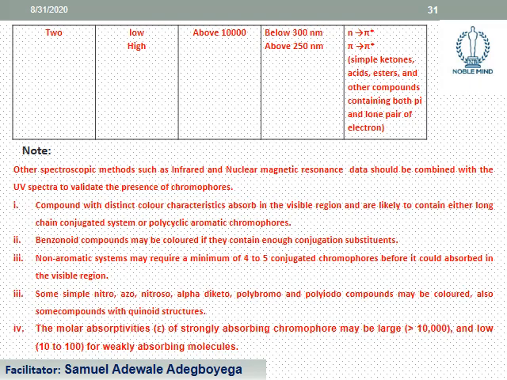We have some compounds which are not aromatic, but they absorb in the visible region of the electromagnetic spectrum. Examples such as lycopene and beta carotene are good examples of that. So we have other compounds that could absorb like that. Let's move to the next slide.